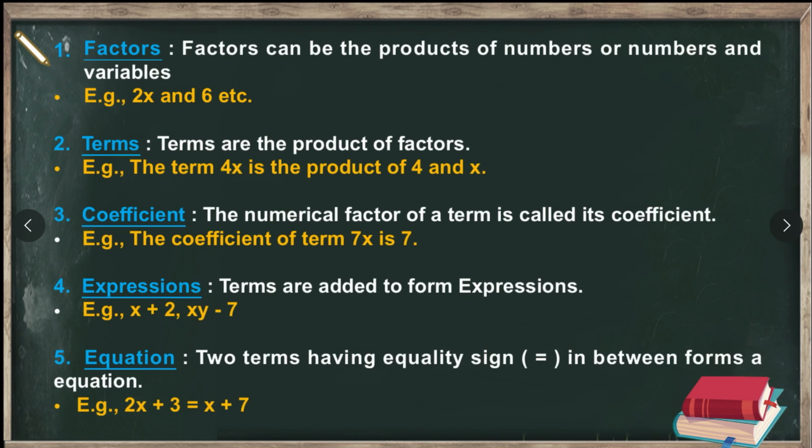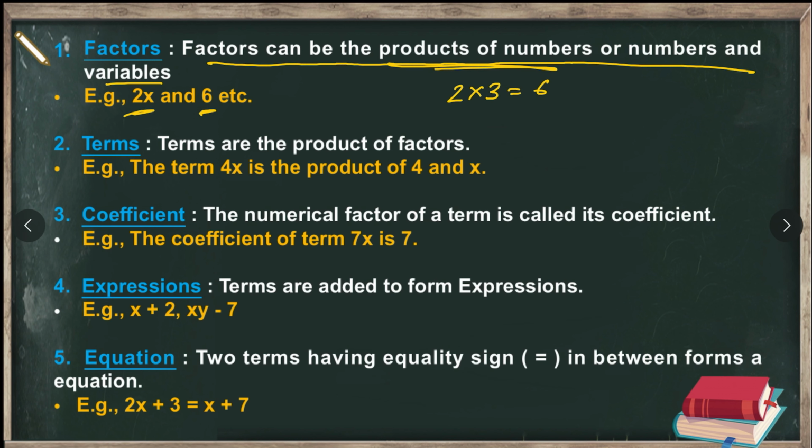Here the first term that we have is factors. A factor can be the product of numbers, or a number and a variable. For example, we have this number 6. This number 6 is a factor because it is the product of numbers: if you multiply 2 into 3, you will get 6. So 6 is also a factor. Similarly, 2x can be written as 2 into x. So factors are the product of numbers or the variable itself.